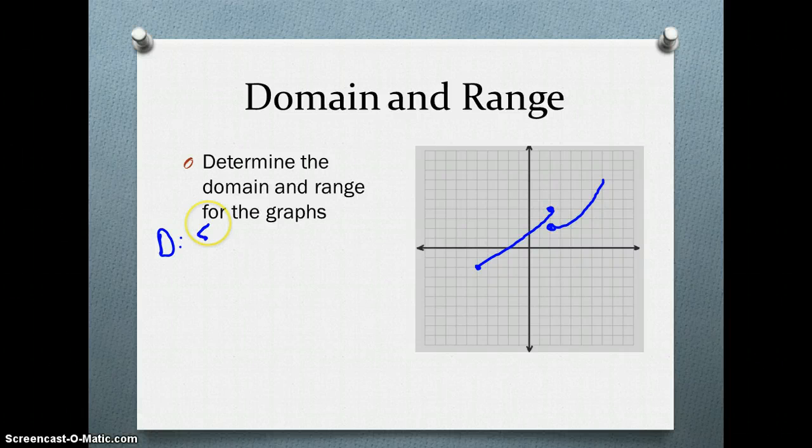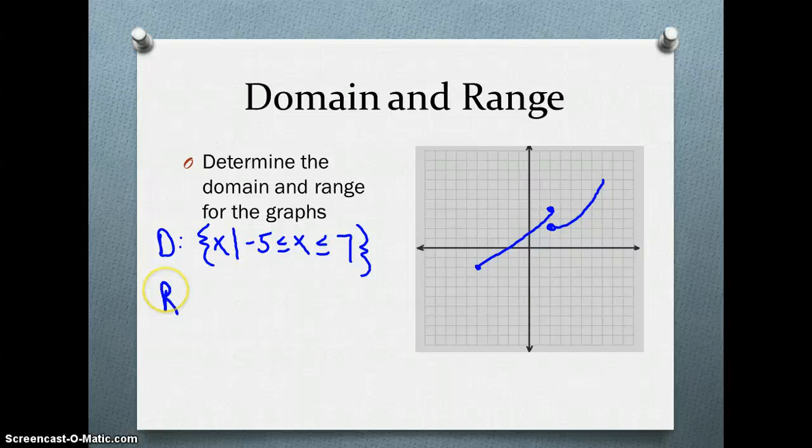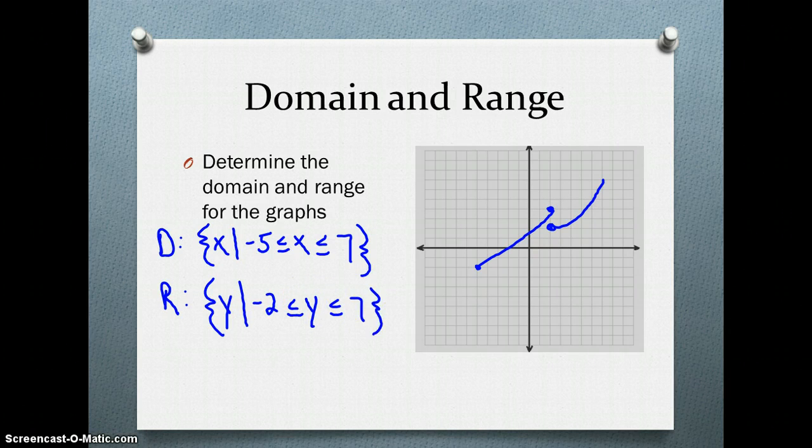So our domain, we can write it as x such that -5 is less than or equal to x is less than or equal to 7, because we go from -5 to +7, and we have every number in between there. Okay? Our range is y such that y, let's see, we go from -2, and we go up to 7. So we have from -2 less than or equal to y, less than or equal to +7, because we go all the way up there and we include all of those points there. So that's the domain and the range.